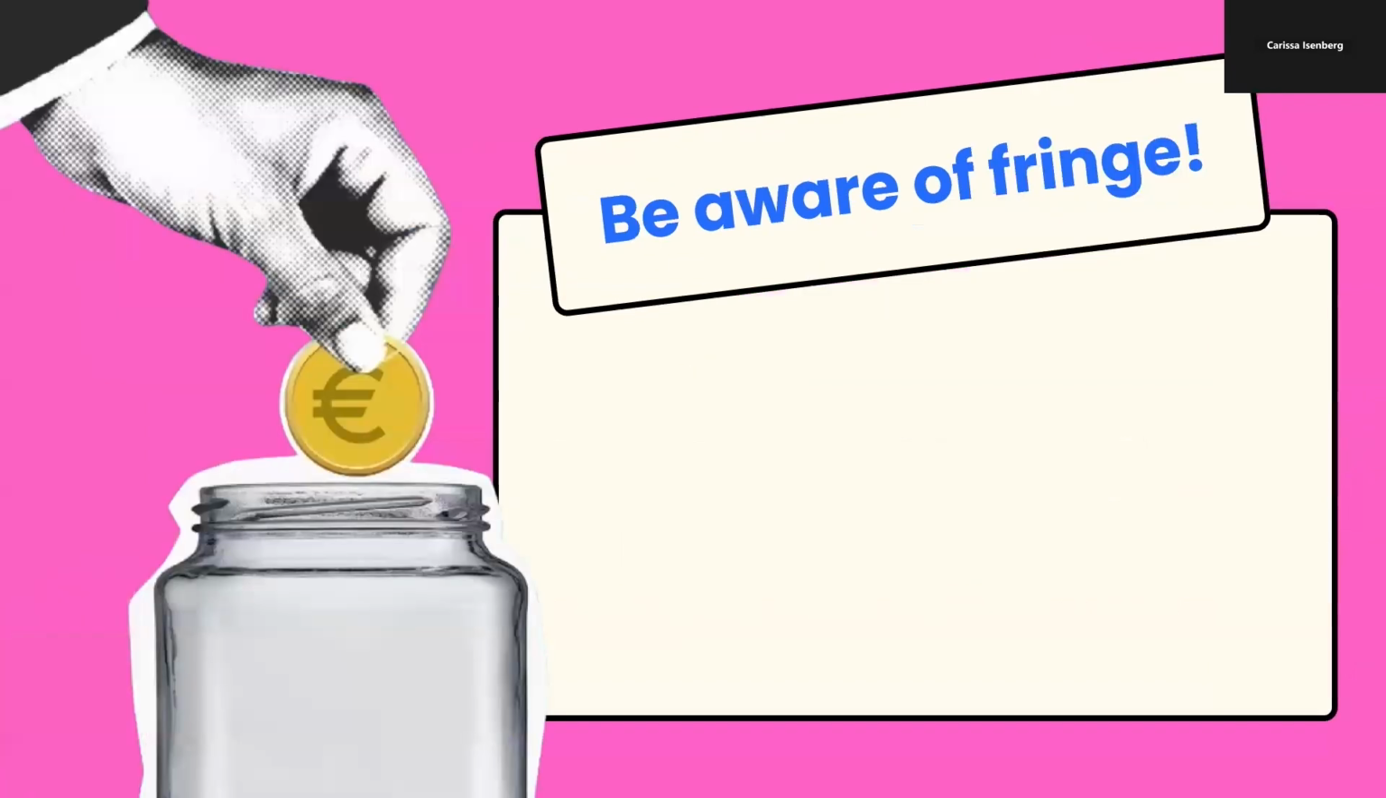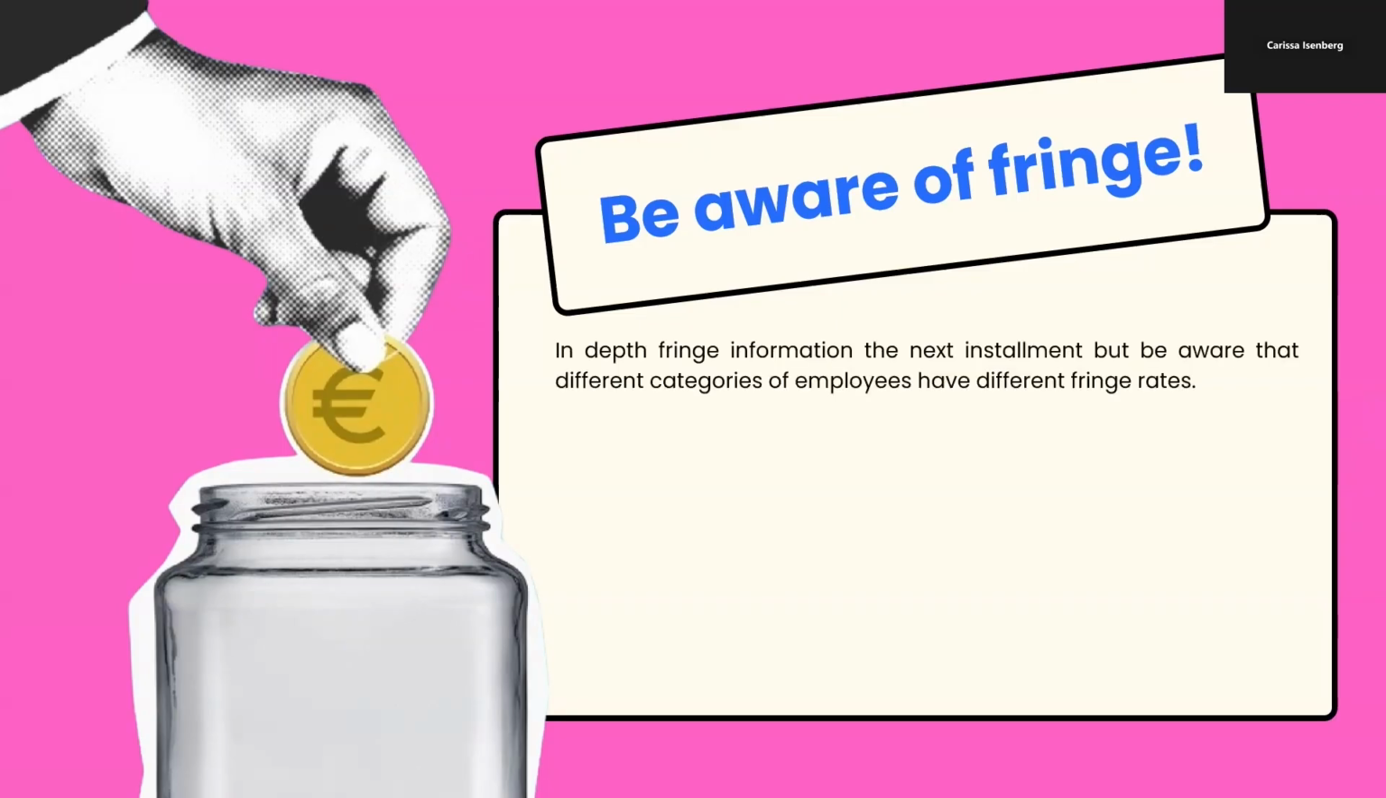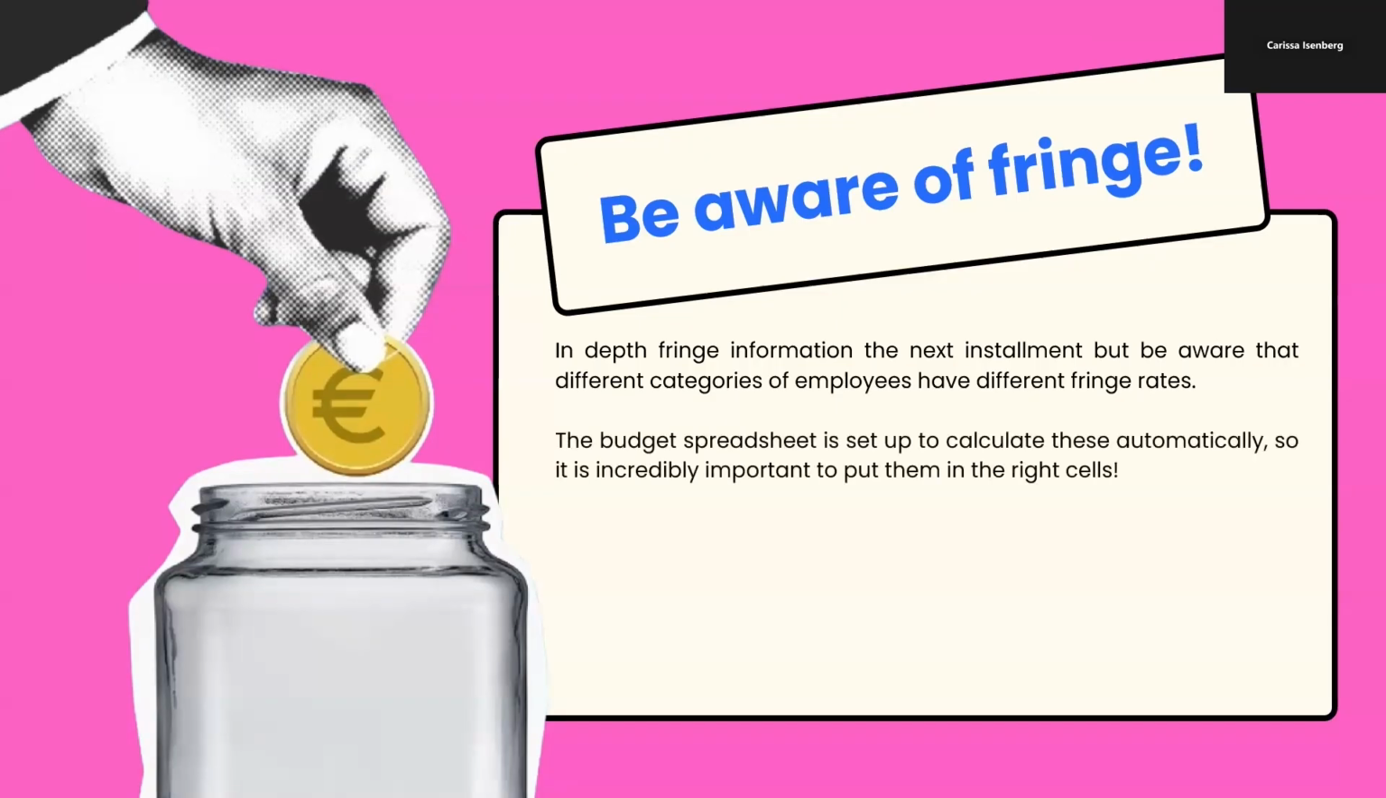And while you're at it, you can ask them what sort of benefits those individuals would be eligible for. Because depending on benefit eligibility, there are different fringe rates that are going to calculate on the budget. I will go over that more in depth in the next installment, but different employees have different fringe rates. But I do want you to know that the budget spreadsheet is set up to calculate fringe automatically based on these categorizations. So make sure you are really looking at those cells and putting them into the appropriate category.